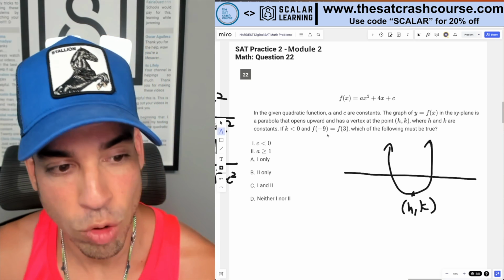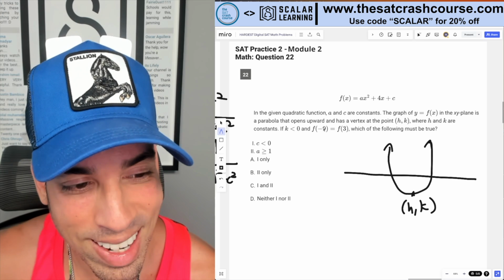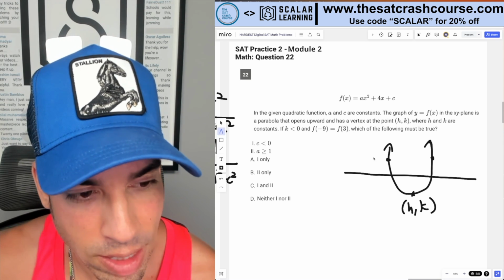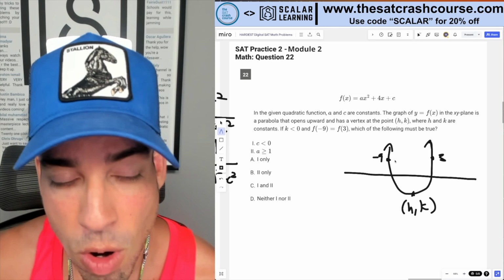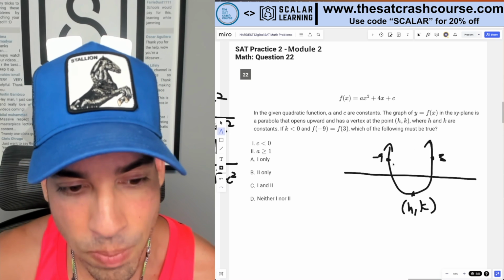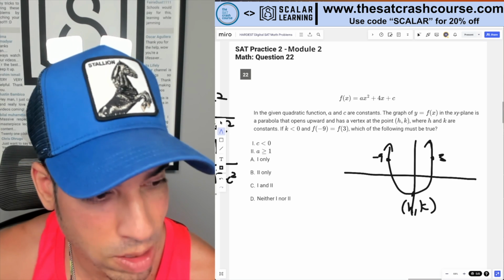Which of the following must be true? Well, what that tells me, okay, I don't know where those are, but I know that those are basically sister points, right? At negative 9 and 3, meaning they're equally as far from the center line or the axis of symmetry as the other, okay? So negative 9 and 3, in the middle of them is going to be my vertex.